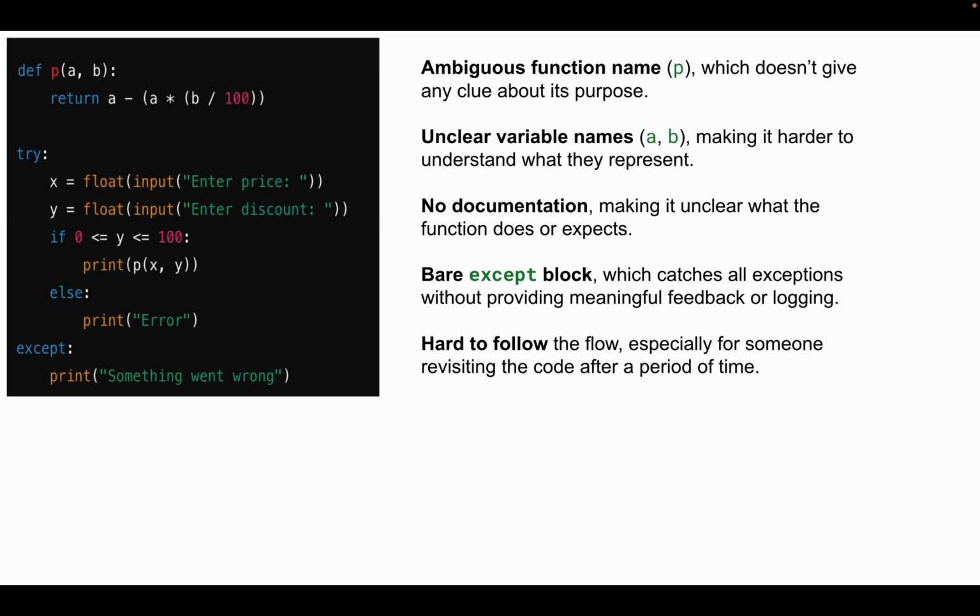And the next problem is unclear variable names, right? Again, almost the same issue as the function name is there here as well. Even though Python allows you to use A, B, or whatever for your variable names, this doesn't make sense for a programmer who reads this code written by another programmer, right?